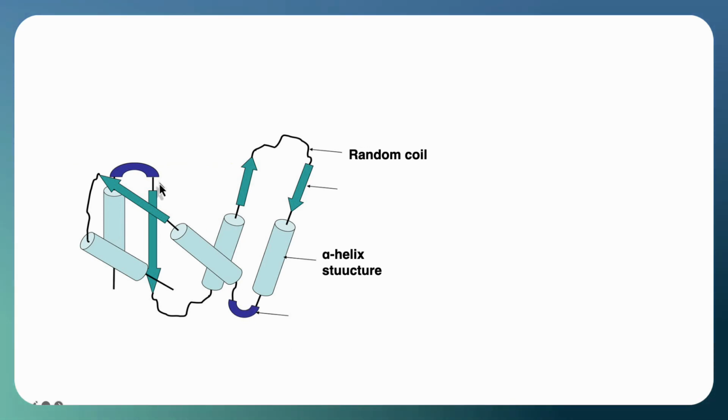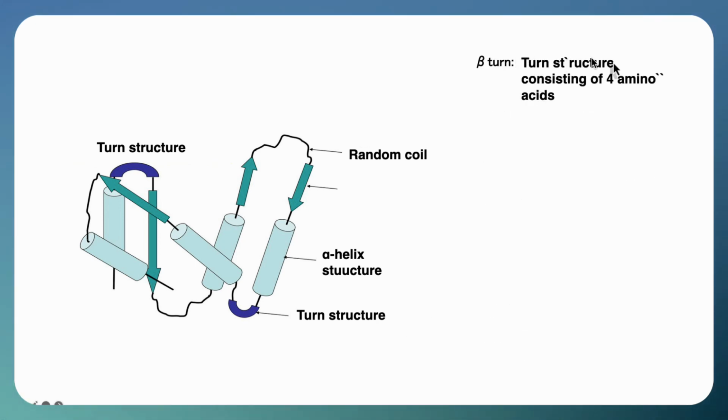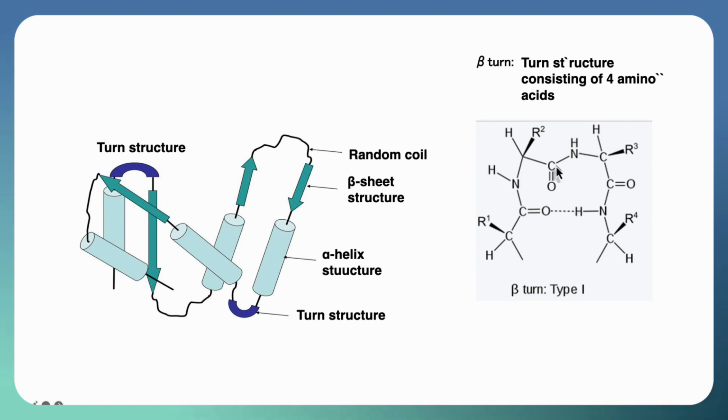The regions connecting alpha helices to other alpha helices, or alpha helices to beta sheets, are called turn structures. The most popular type of turn structure is a beta turn. A beta turn consists of 4 amino acid residues. 4 amino acid residues are shown. A hydrogen bond forms between the carbonyl group of the first residue and the amino group of the fourth residue, resulting in the beta turn structure. It is known that amino acids like proline and glycine are often found in such turn structures.